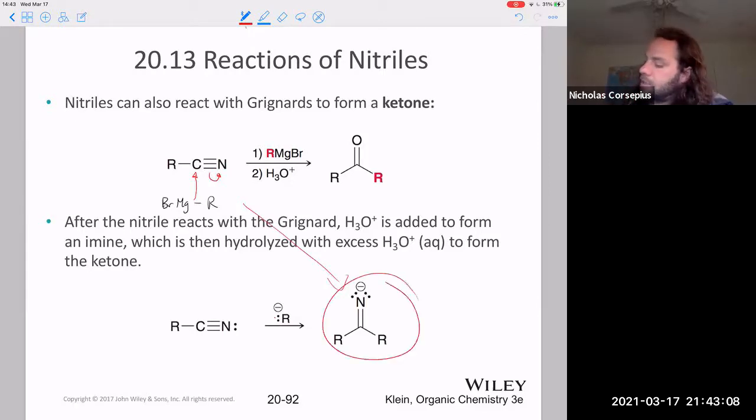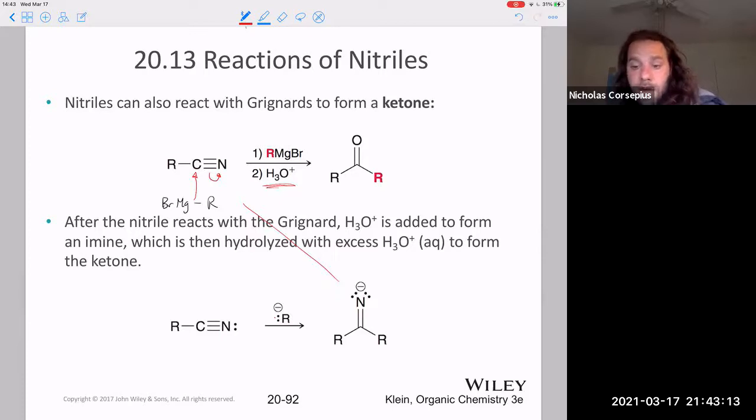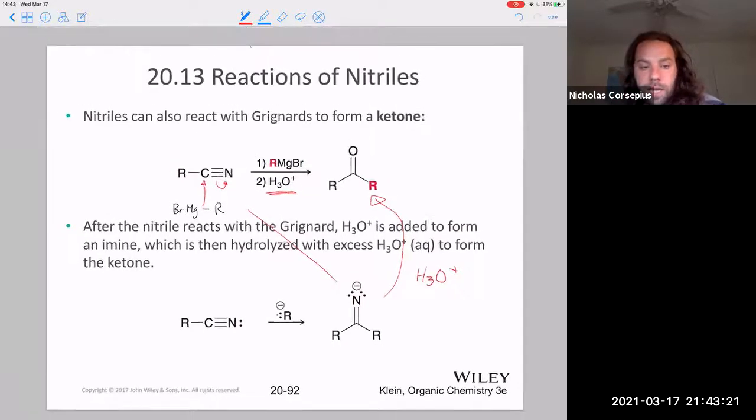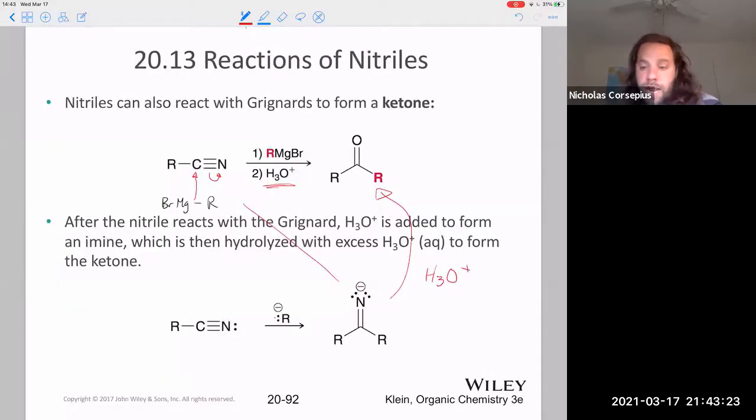It turns out that this guy will react with the acid workup that you use after in order to get to your ketone. Okay, it's not a mechanism we need to know, but again, just note, nitriles will react with Grignards in order to create ketones.